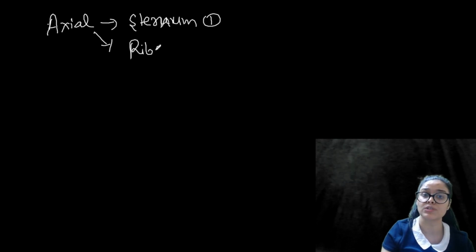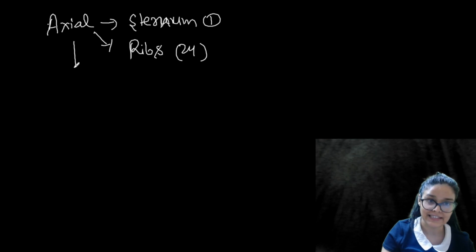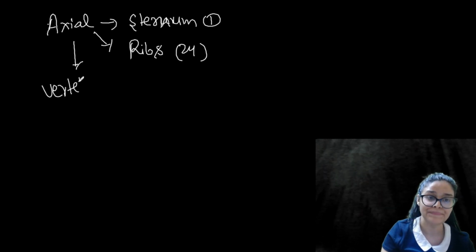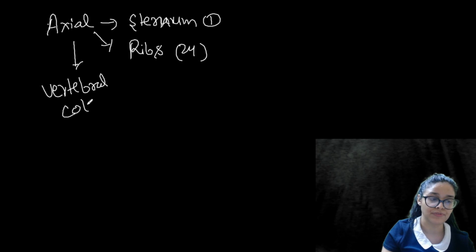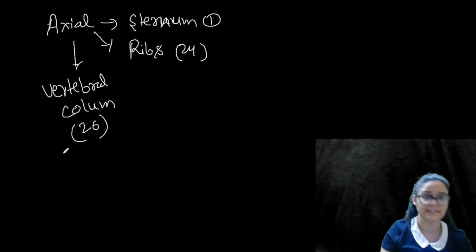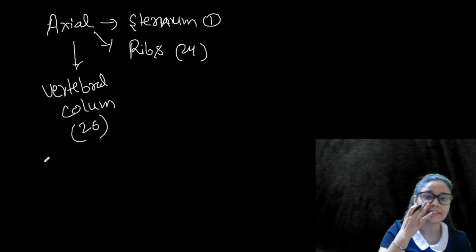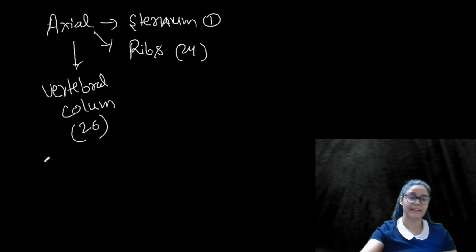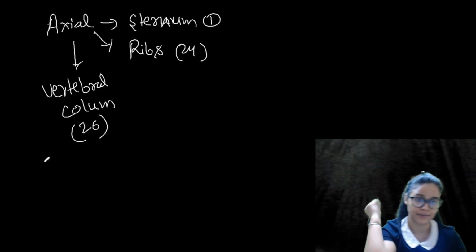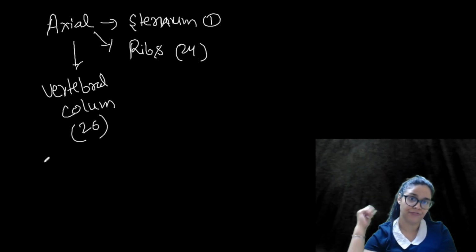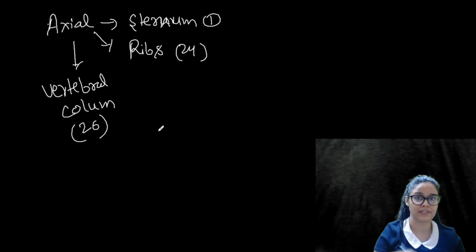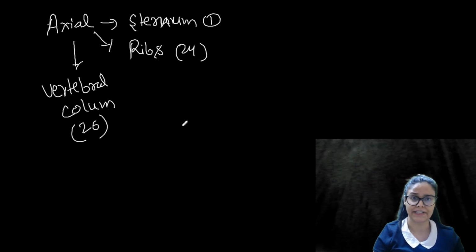The rest of the axial bone also includes one sternum. Sternum is the thigh bone, right? One sternum, 12 pairs of ribs, means a total of 24 ribs, and the vertebral column, which has 26 bones. So together that is 51 bones, and 29 we have already discussed. So a total of 80 bones is done, right?